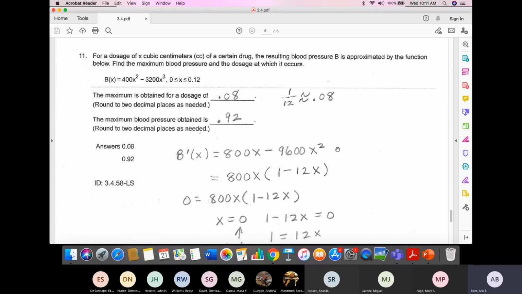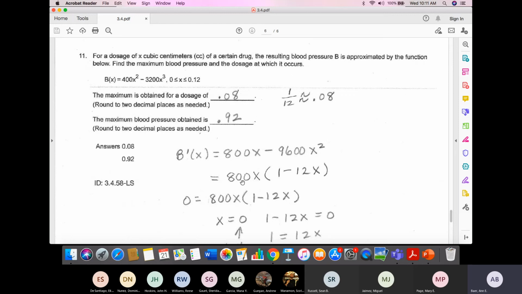So we're looking for our critical number here. I looked at both of these and I said, well, gee, let me just go for the gusto and see if I can take 9,600 and divide it by 800. So I did that on my calculator, and I got 12.